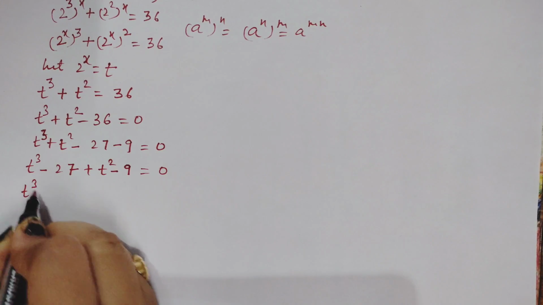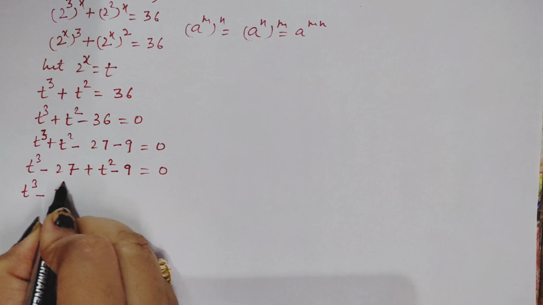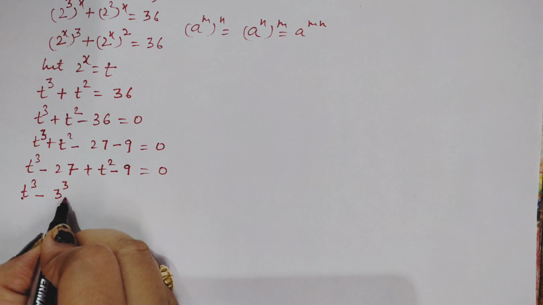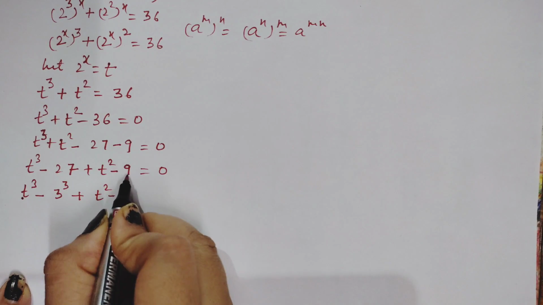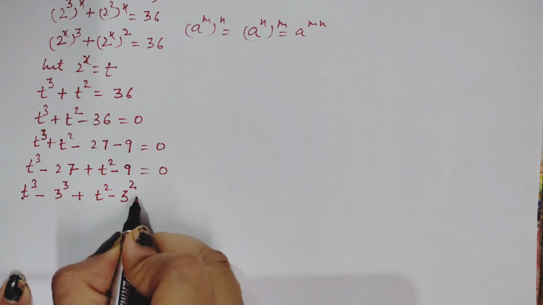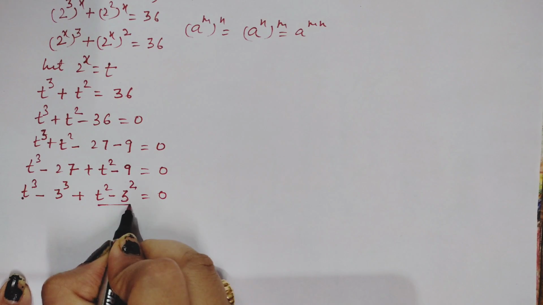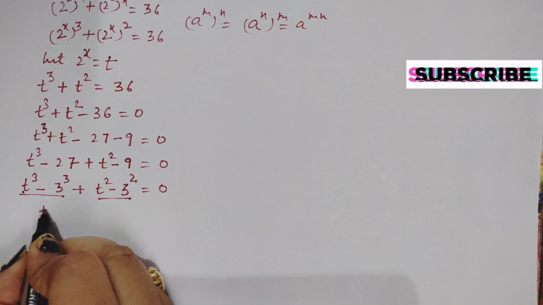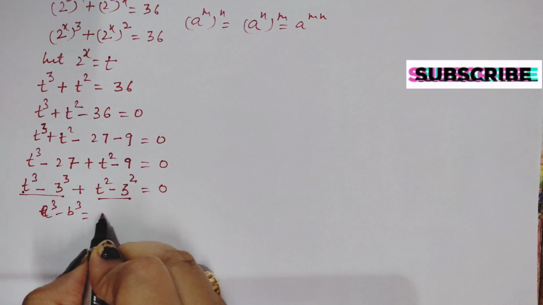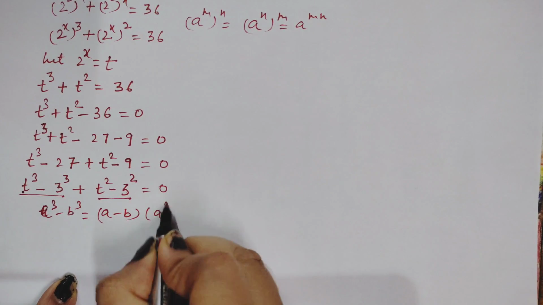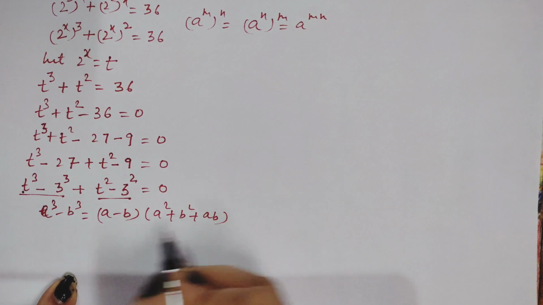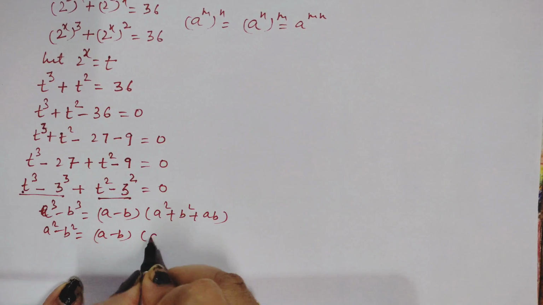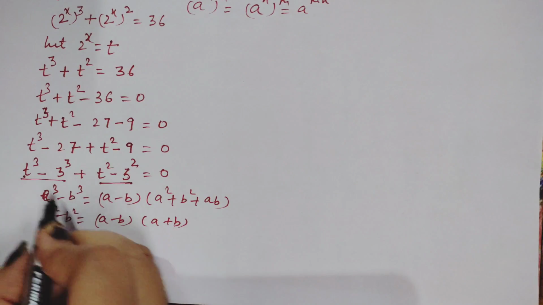Now after that, this t cube is as it is and can we write this 27 as 3 cube, so that it will be t cube and 3 cube, which makes the identity a cube minus b cube. And here, can we write this 9 as 3 square, so the identity is a square minus b square. So a cube minus b cube is equal to (a minus b)(a square plus b square plus ab), and a square minus b square is (a minus b)(a plus b). So we will apply this identity here.